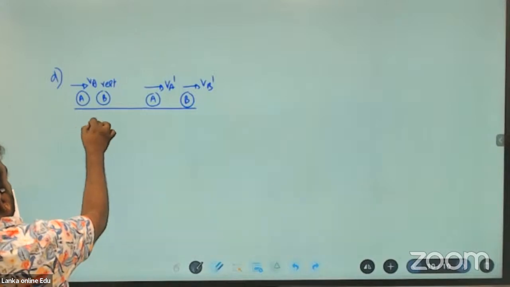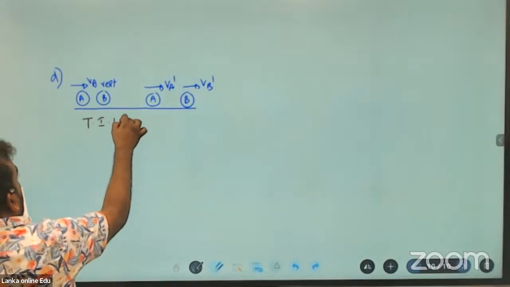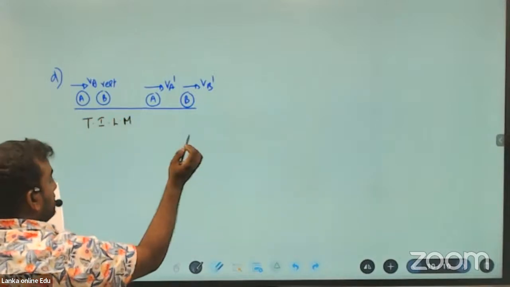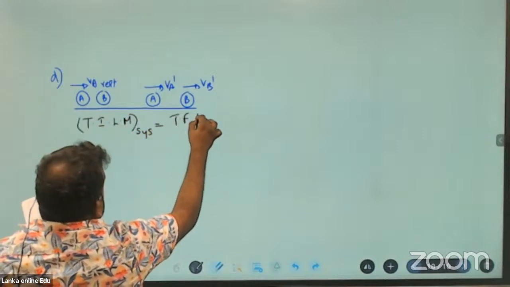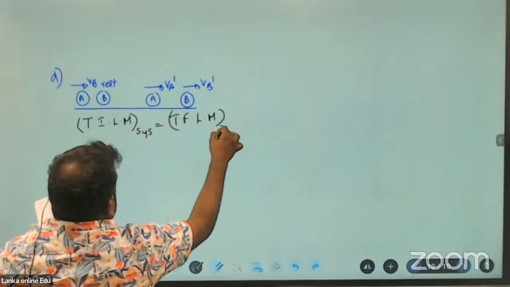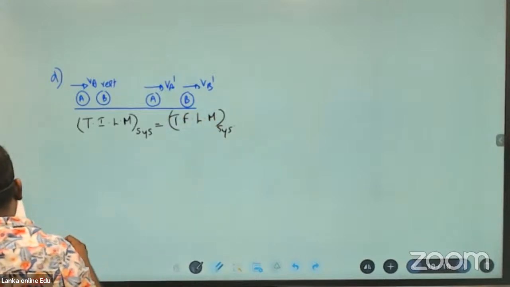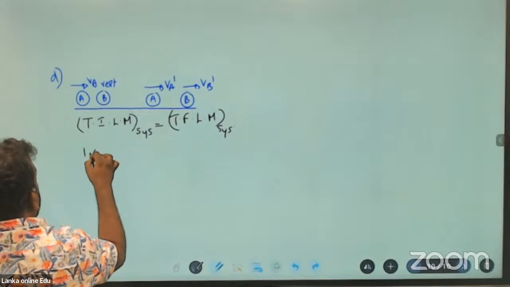Apply total initial linear momentum. Please write in words, full words. Total initial linear momentum of the system equals total final linear momentum of the system. Initial linear momentum is mass of A, 1, times vA.